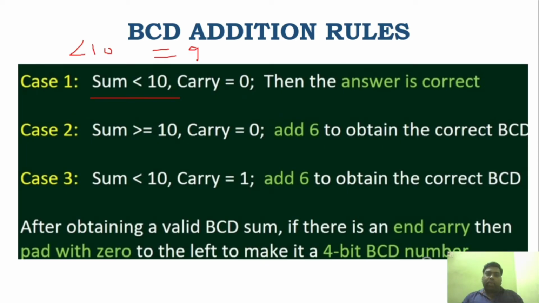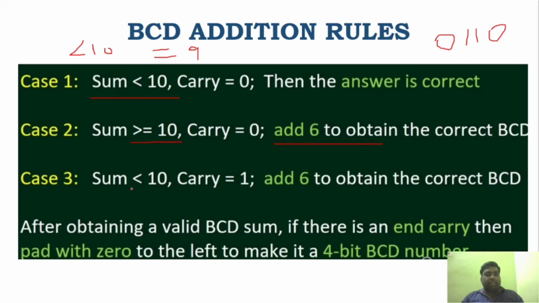The second rule is if the sum is greater than or equal to 10 and there is no carry, what do you have to do? It is an invalid BCD form. The sum which you got is an invalid form, so we have to convert it to the BCD form. How will you convert? You have to add 6, that is 0, 1, 1, 0, to the sum which you got, so that it will be corrected to the correct BCD form.